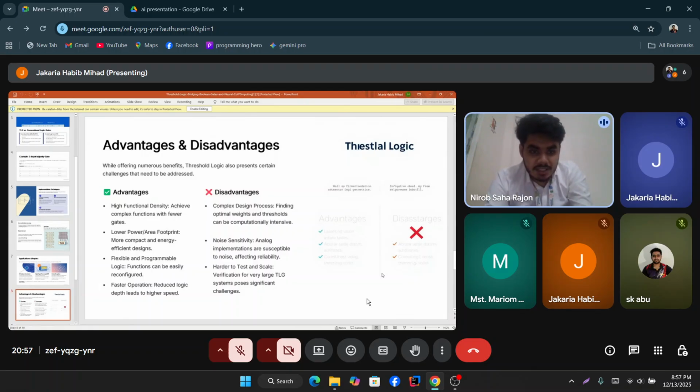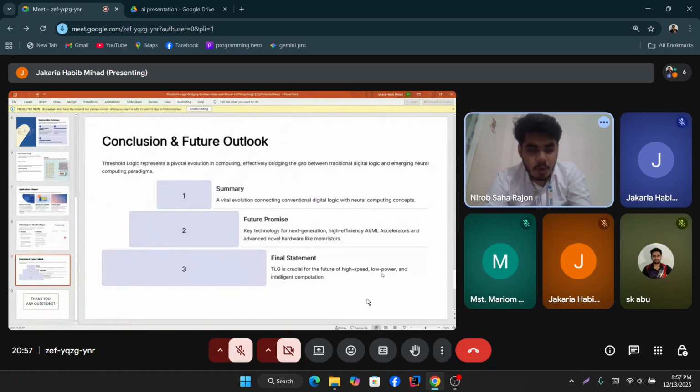Now the disadvantages. Complex design process: finding optimal weights and thresholds can be computationally intensive. Noise sensitivity: analog implementations are susceptible to noise, affecting reliability. And the third one is harder to test and scale. Verification for very large TLG systems poses significant challenges.